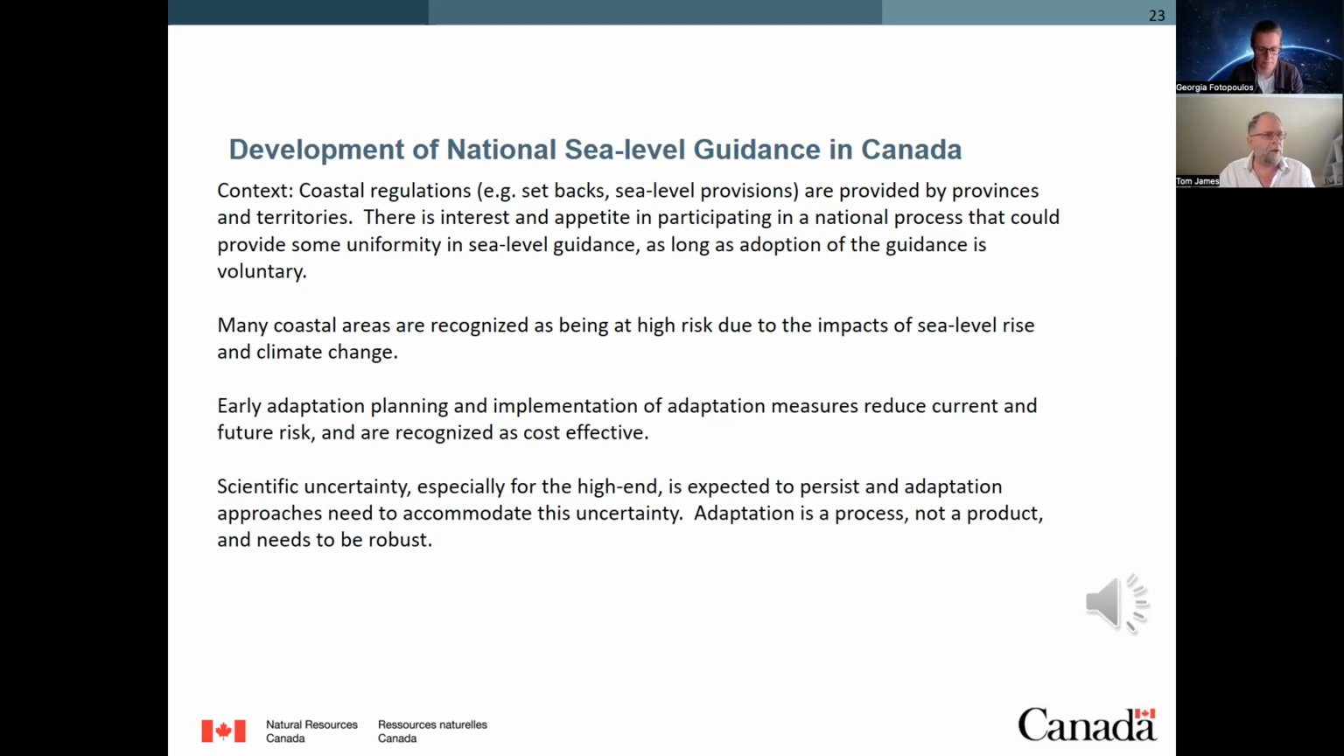And we know, therefore, that we've got to carry out or consider robust adaptation responses and treat adaptation as a process, something that is continuous and evolving, and not a product, not something that you do once.